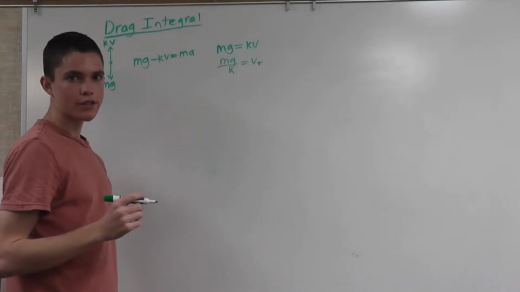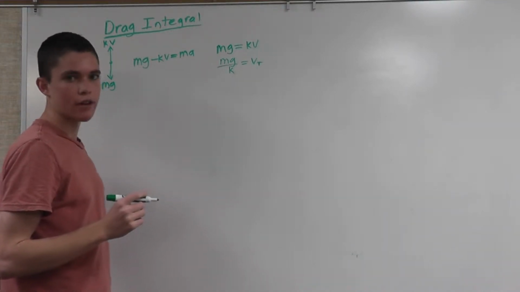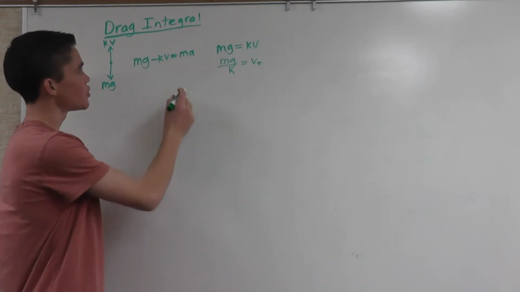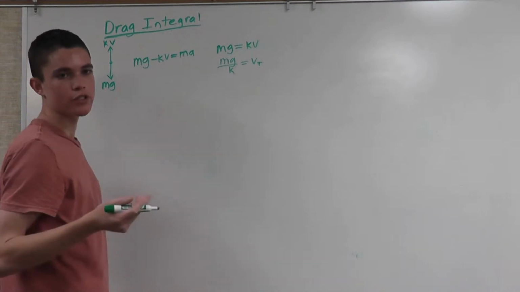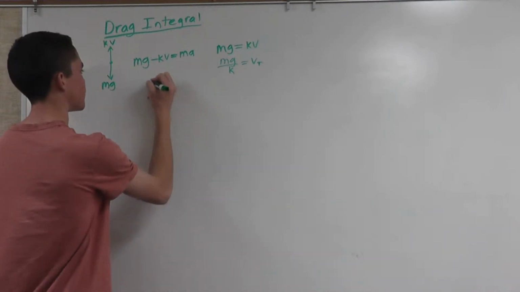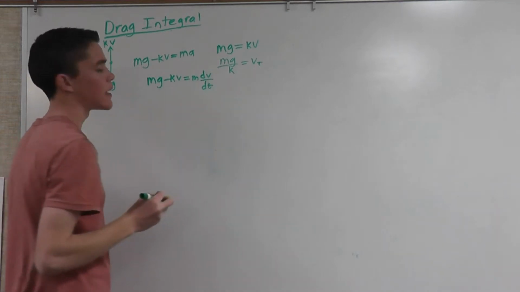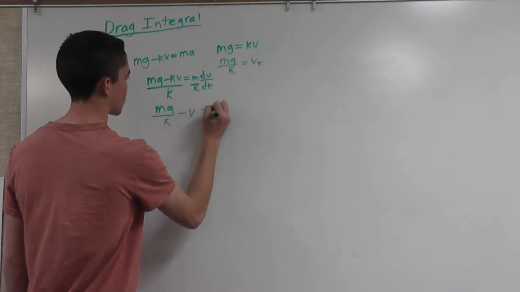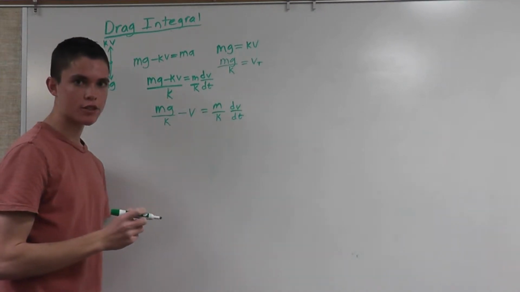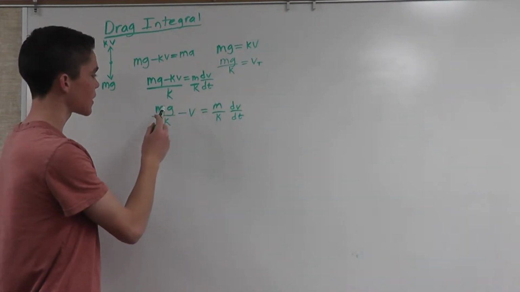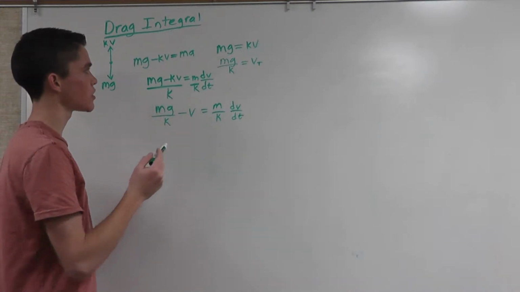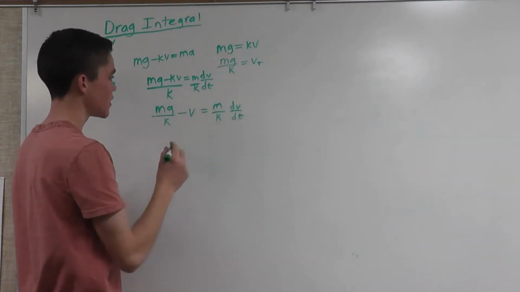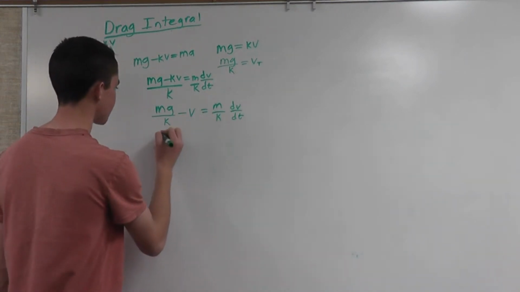Now, to integrate this expression to find the velocity in terms of time, we have to change acceleration to its definition, which is the derivative of velocity. Now I'm going to divide everything by k. The reason I did that is because what's left over here on the left side, mg over k, is equal to the object's terminal velocity. So I'm going to substitute v terminal in to simplify this expression.